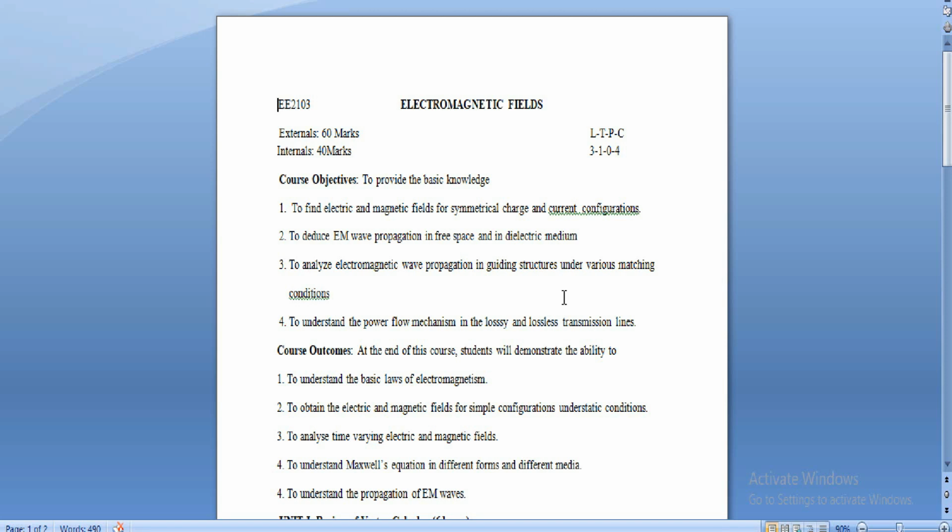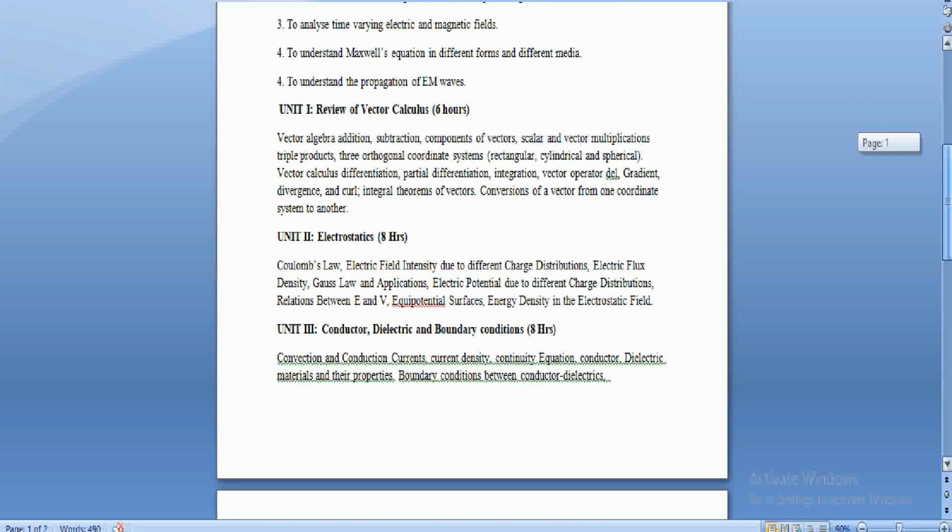Before going into detail about what a field is, what the electric field is and what the magnetic field is, let us see the syllabus. This is the syllabus for your electromagnetic fields. Your code is W2103, and this is your unit 1.